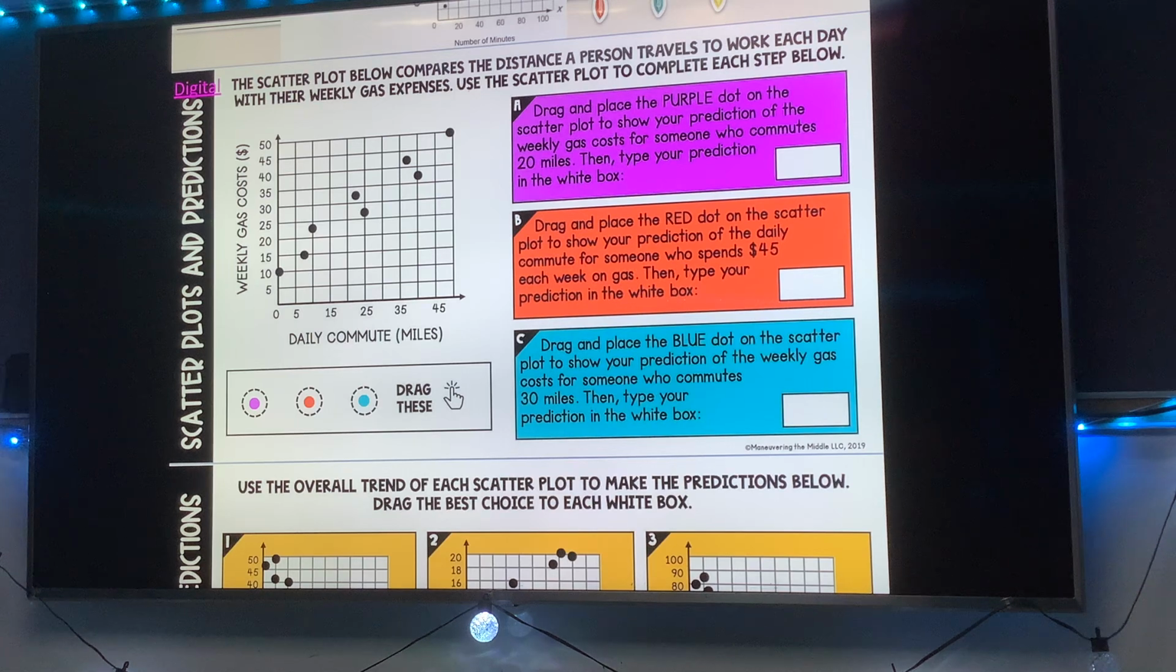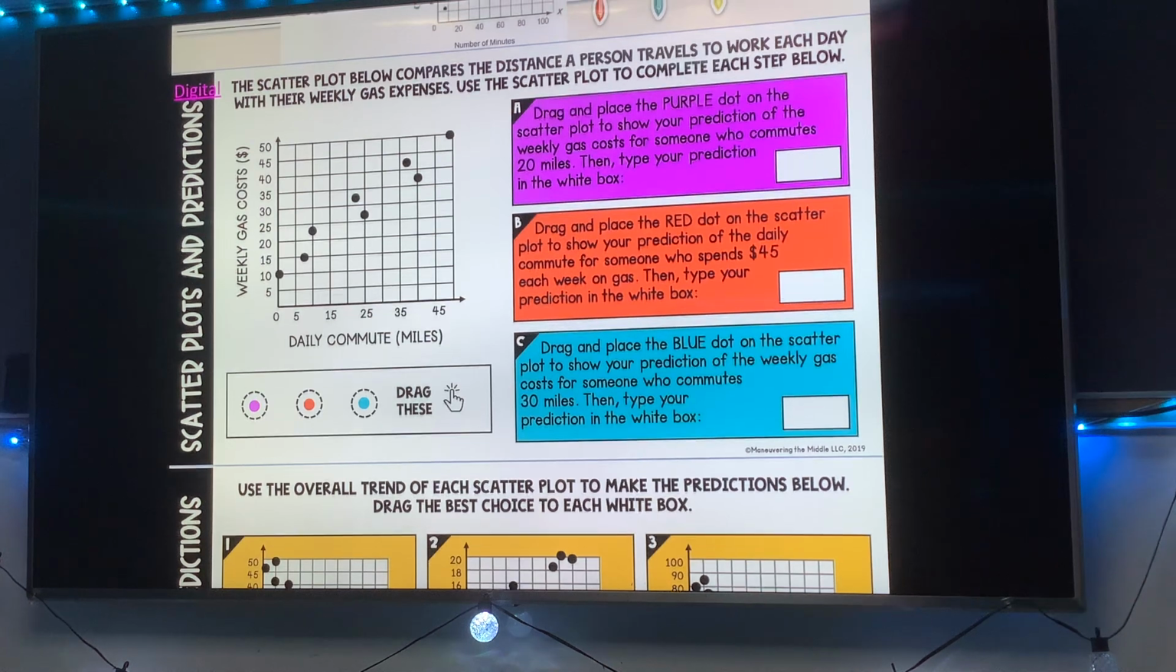We could have been good with that in class, so we might not have gone to this, but we're going to go ahead and look at this so it is on the video. Drag a purple dot to the scatter plot. We're actually going to draw a purple dot, so you might need to find a purple dot.